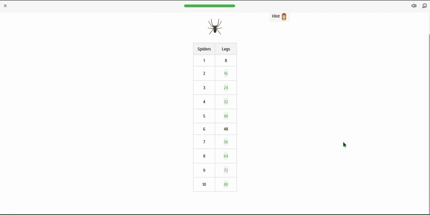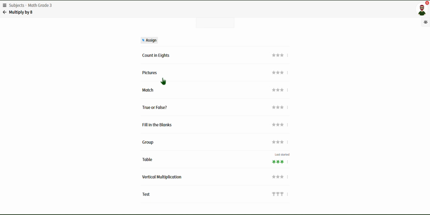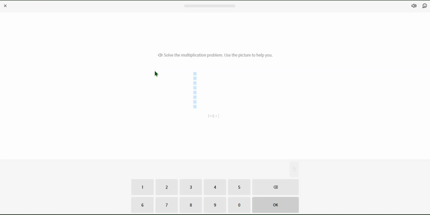Let's go ahead and do one more practice. Outstanding. Keep it up. And we got more coins together. Let's go ahead and go to the picture. Solve the multiplication problem. Use the picture to help you.